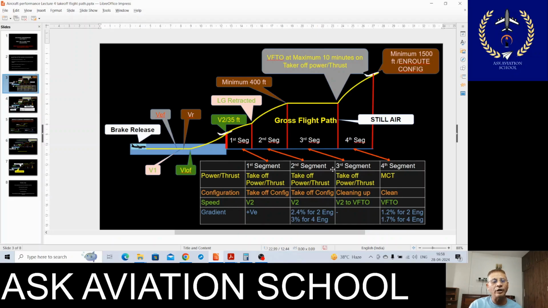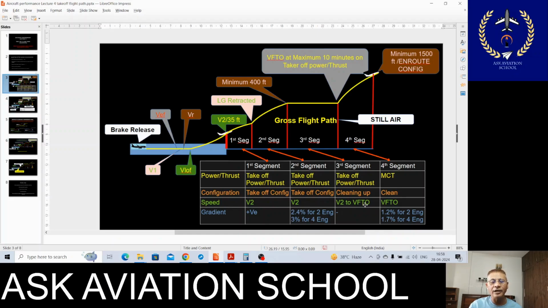Once you reach the minimum acceleration altitude, or height, the third segment will commence. During this segment, the power or thrust is still at takeoff power or takeoff thrust. The aircraft is in the process of cleaning up. You are going to be increasing the speed from V2 to the final takeoff speed, that is VFTO.